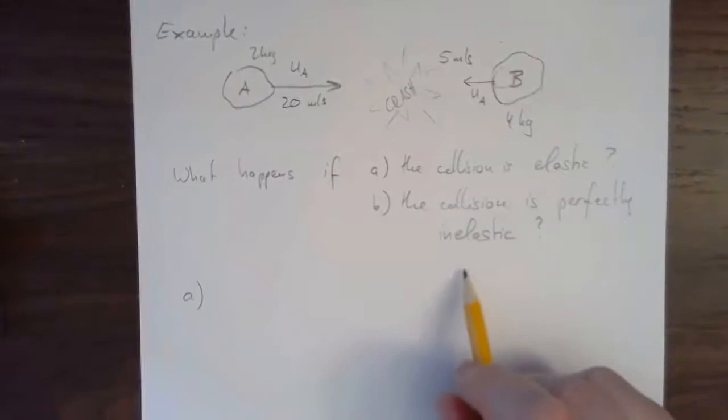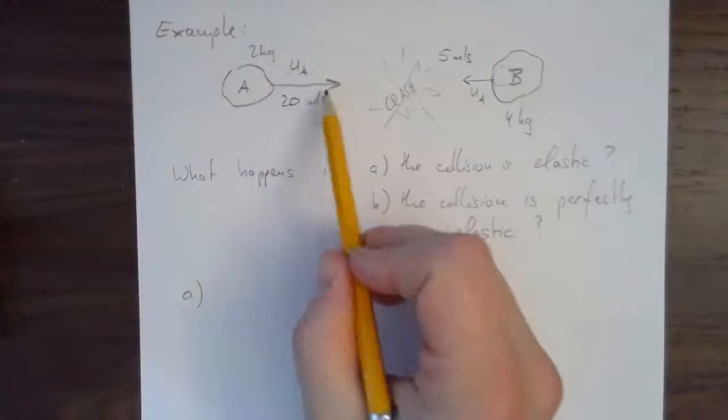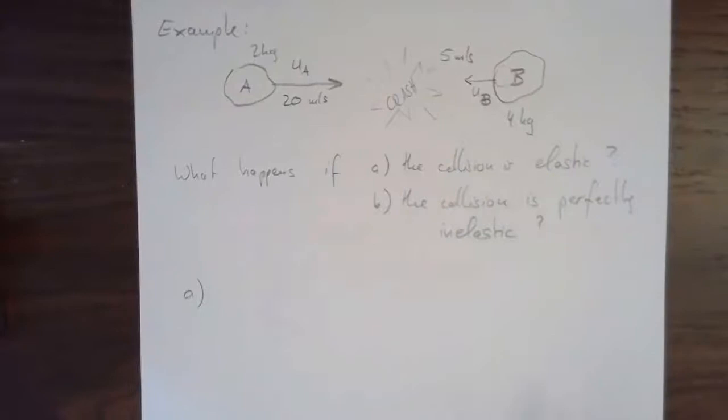And it could be positive or negative. So UA, I'm going to use the letter U to mean velocity before the crash, UB of course, and VA, VB for the velocity of each object after the crash. Right. So let's do part A.